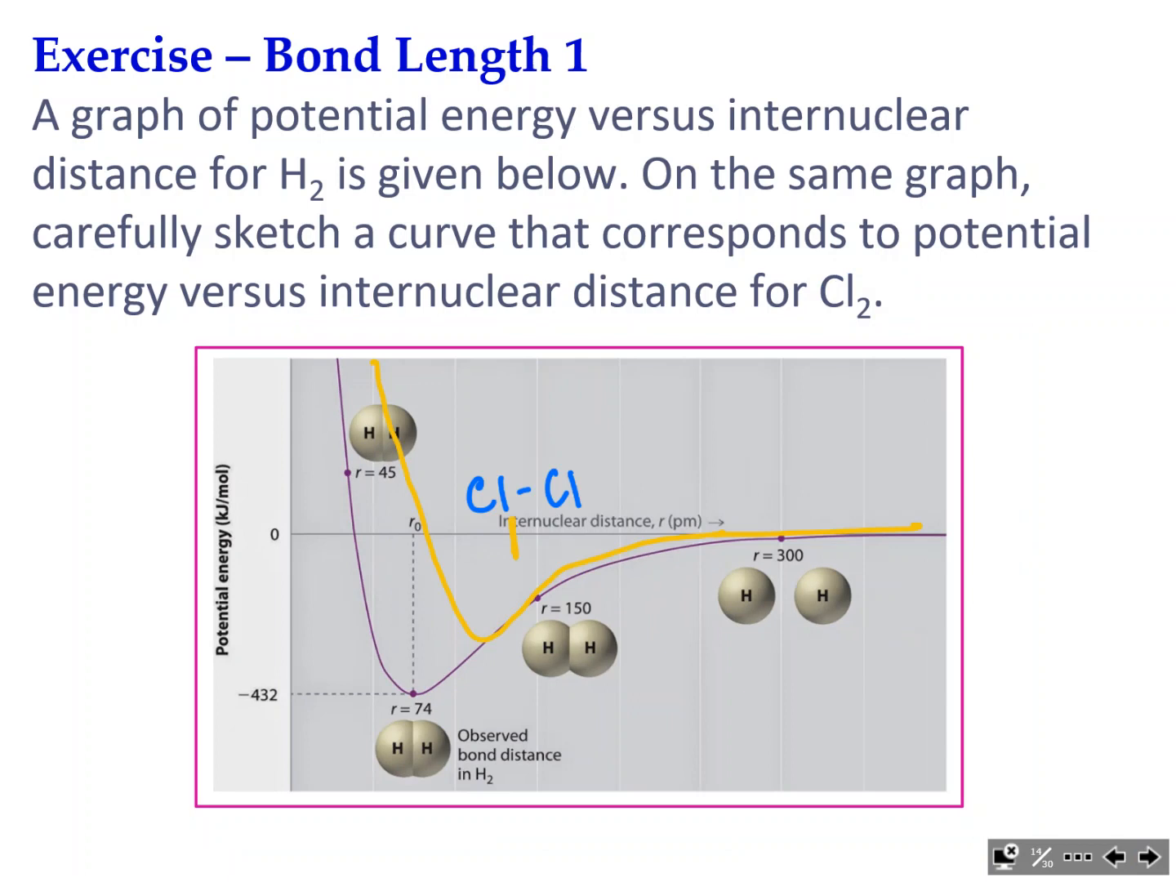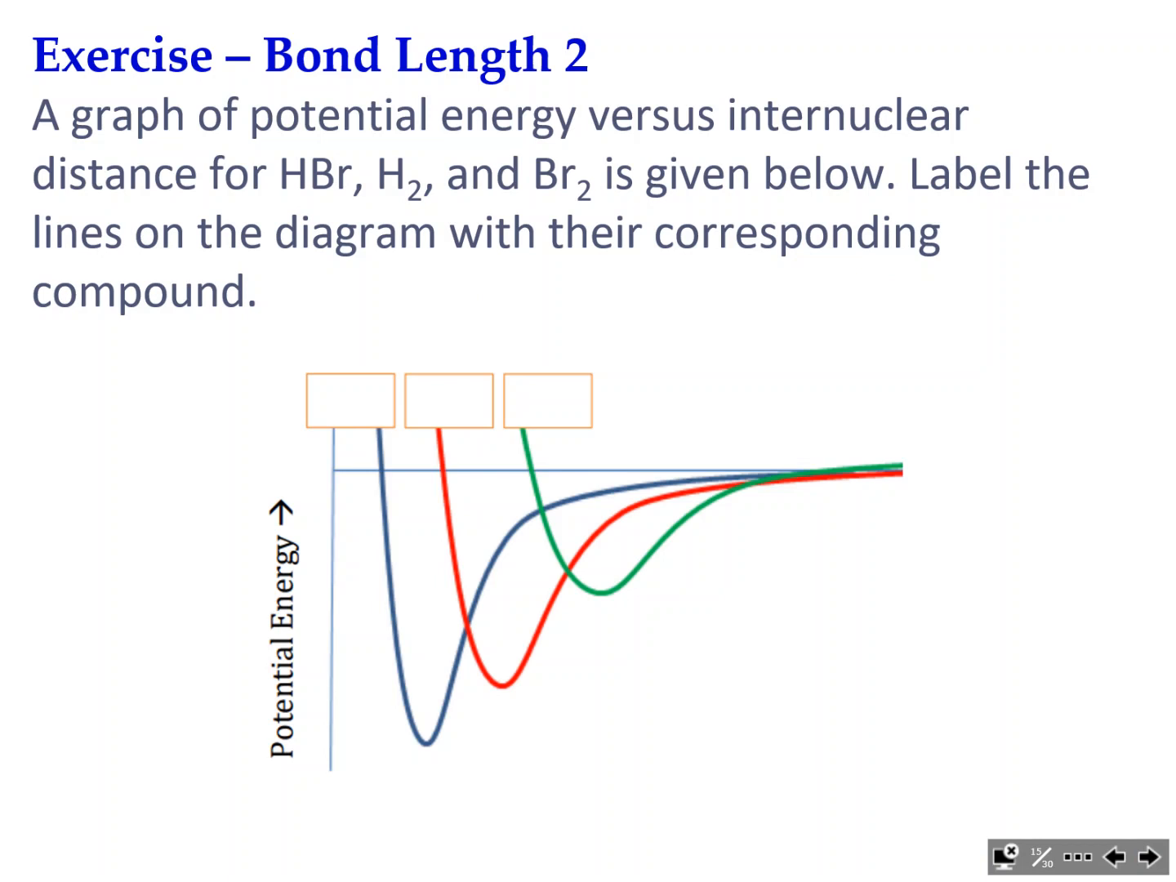So there's my one that I did on my iPad. All right, try this one. You have a graph of potential energy versus internuclear distance for HBr, H2, and Br2. Label the lines with their corresponding compound. Now the first thing you should think to yourself is which one is going to have the shortest bond and therefore going to be the strongest. And of course that one's going to go with which color? Blue, the shortest, strongest. So out of those, which one's the shortest and the strongest? H2. So we would do H2 here.